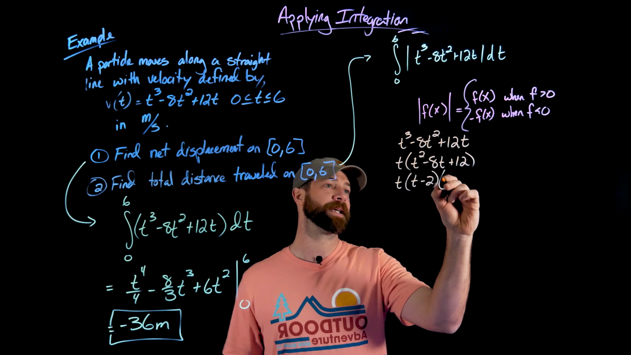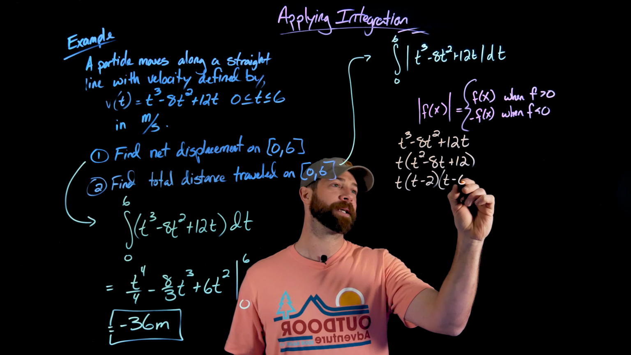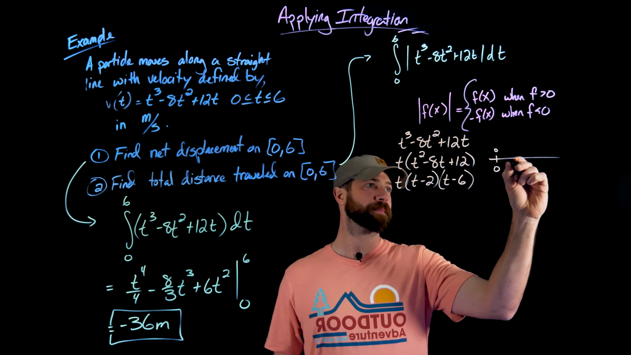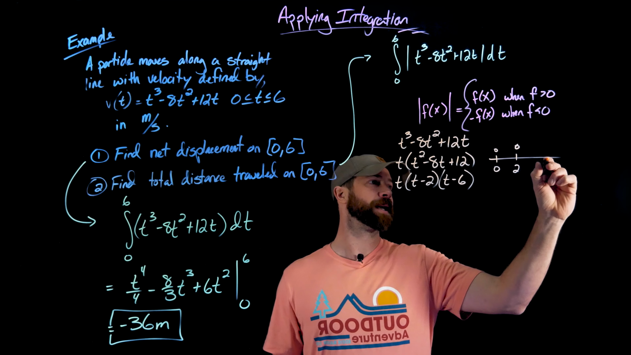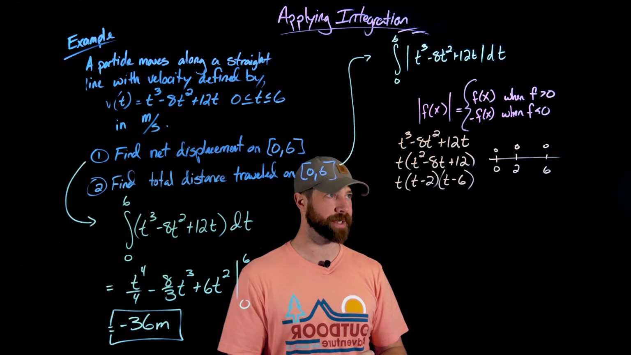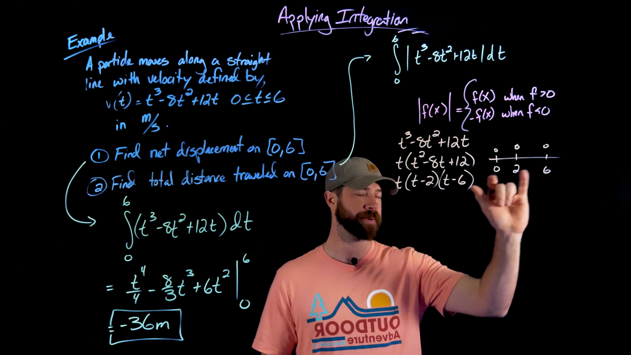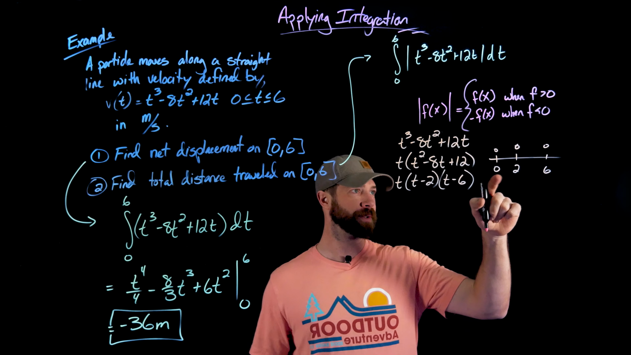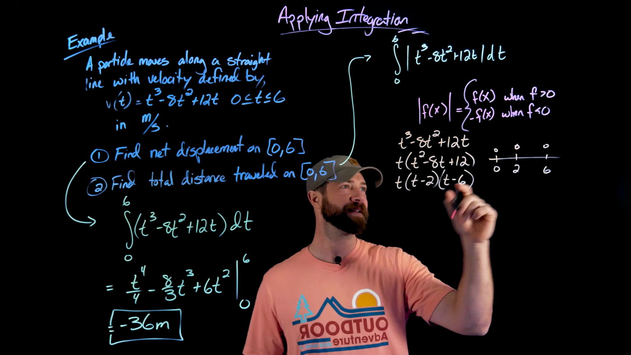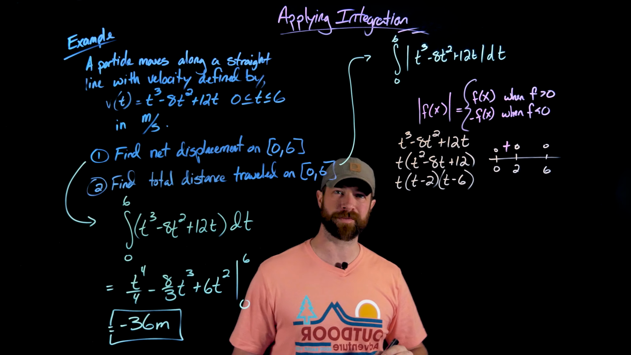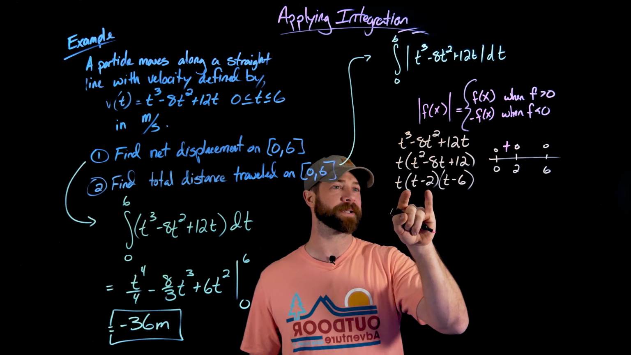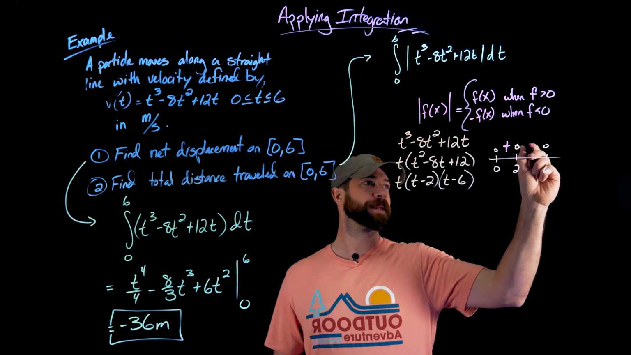This just factors into t times t minus 2 times t minus 6, giving us a 0 at 0, a 0 at 2, and a 0 at 6. Then what we would do is use test points on these intervals to find out if it is positive or negative. Between 0 and 2, if I plug in a test point of 1, that gives me positive, negative, negative, making the values on this interval positive. Between 2 and 6, if I plug in a 5, for instance, that'd be positive, positive, negative, giving me negative on that interval.